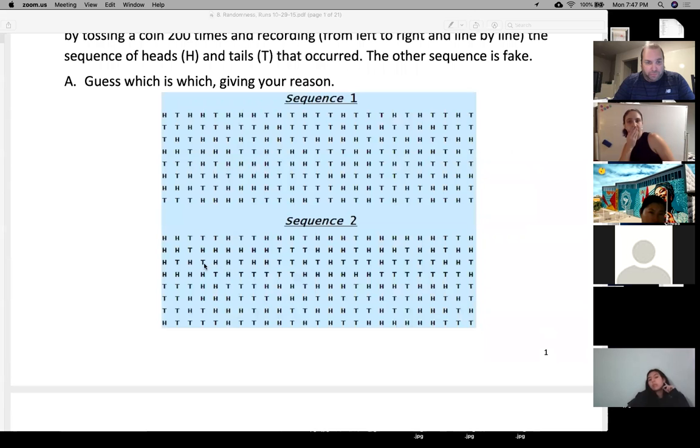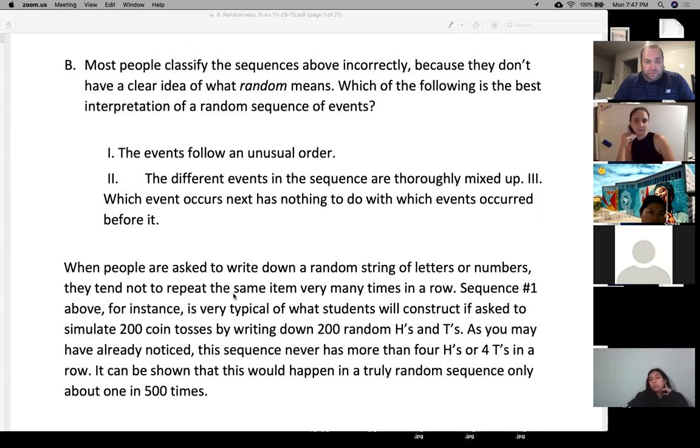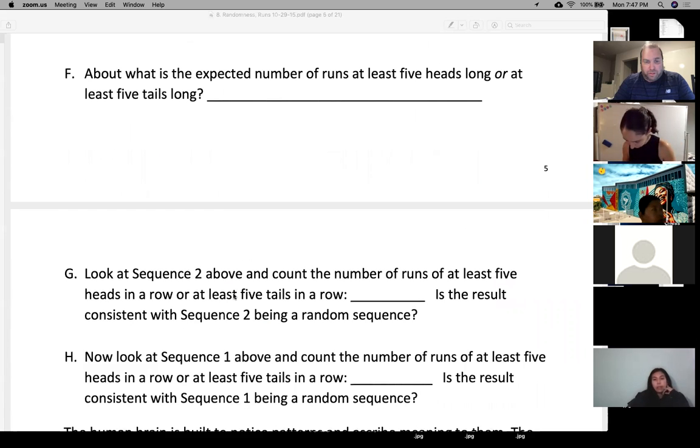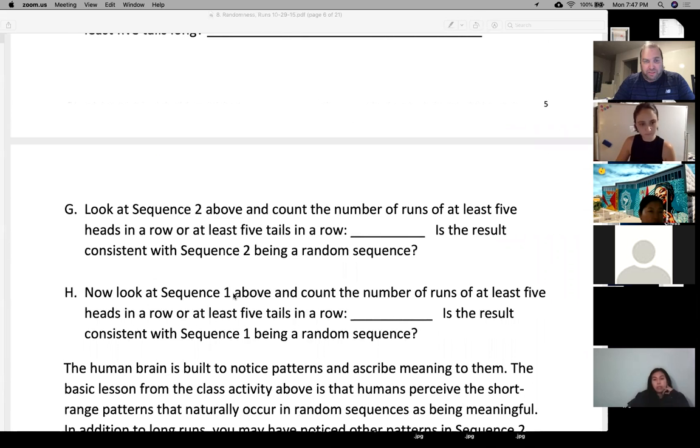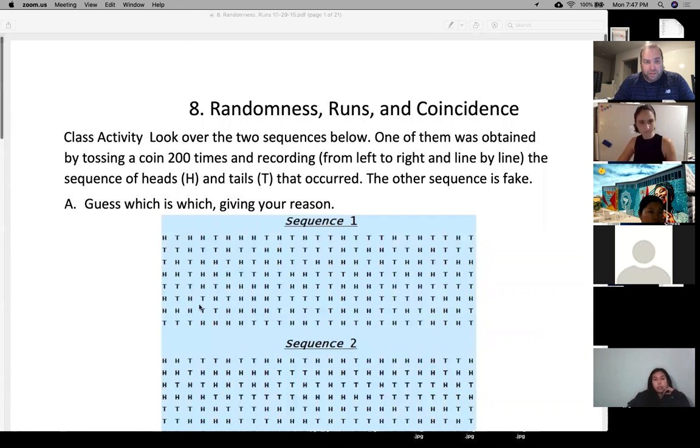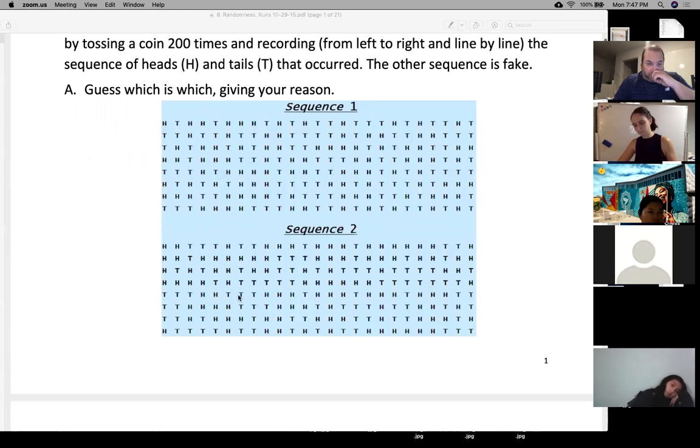Let's find them. What did they say it was? Line, what was that? That was line 5. So let's take a look at line 5. TTTHHH. So here we go. Right here. So we have THHH, THHH, THHH, THHH. 4 in a row like that.